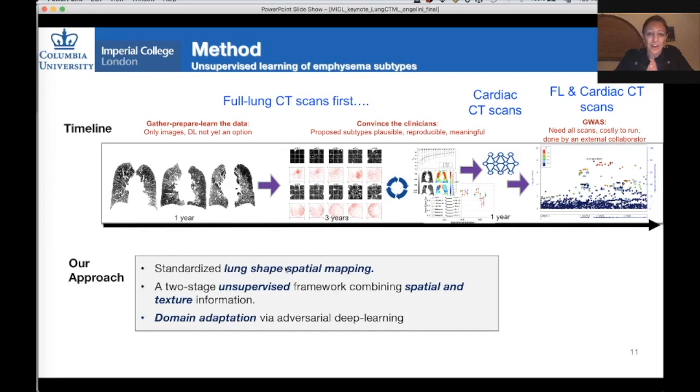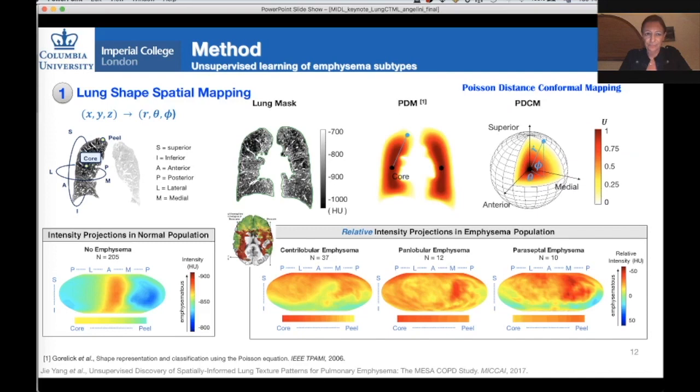So our approach, we started with standardized lung shape spatial mapping because we wanted to have access to spatial localization. And then we developed a two-stage unsupervised framework combining spatial and texture information. And finally, again, domain adaptation was used via adversarial deep learning to handle the cardiac scans.